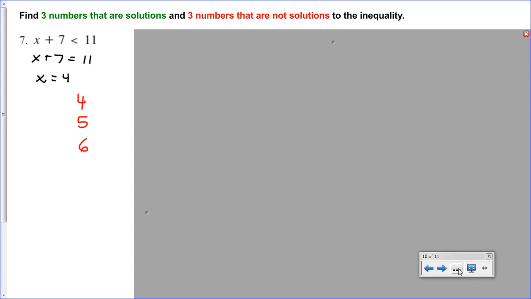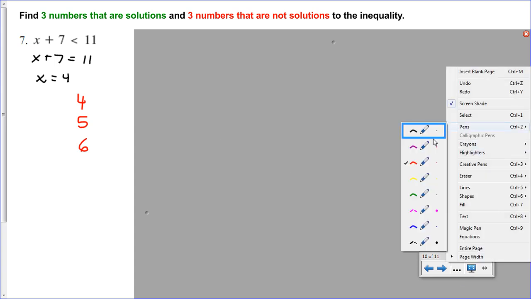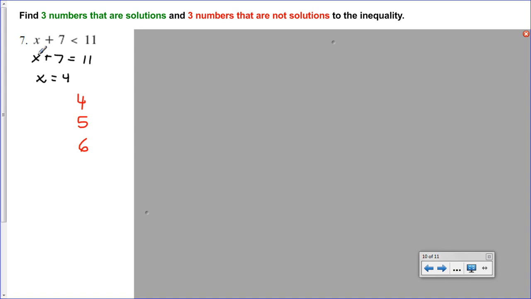And if we go in the other direction, suppose we were to add 7 to 3.9. 3.9 plus 7 will be 10.9. Yep, 3.9 is a solution. And stuff smaller than that, like 3 and 2.